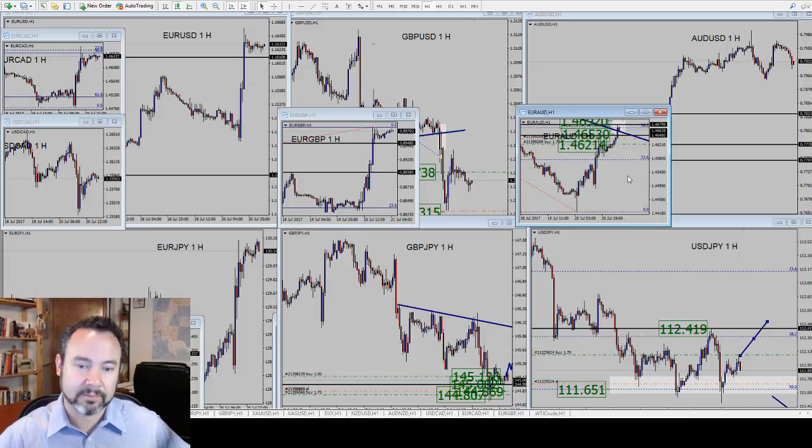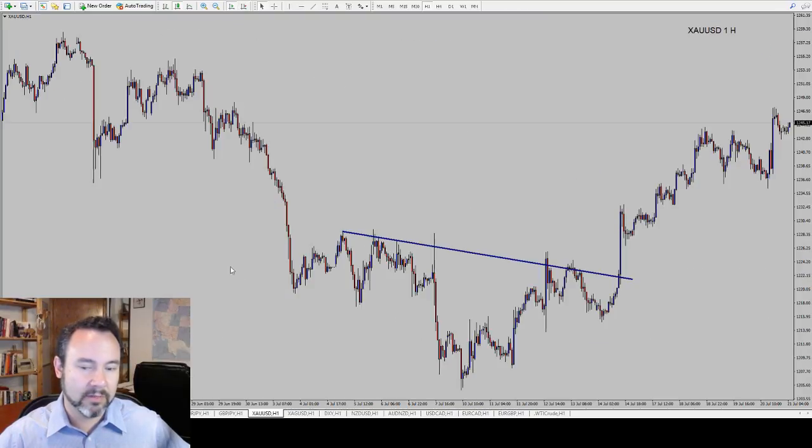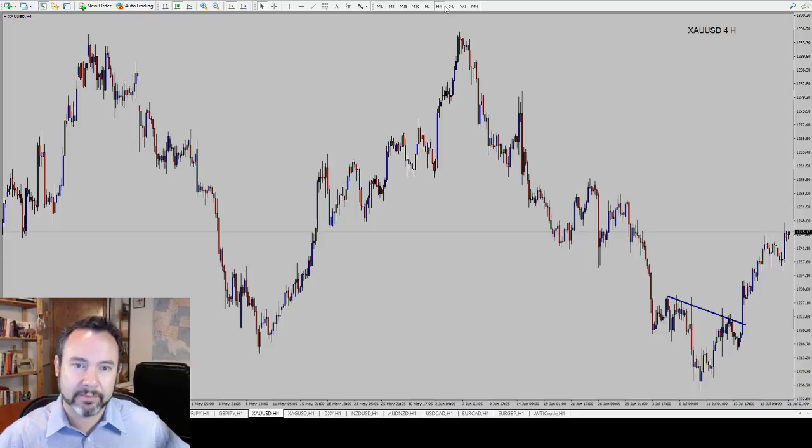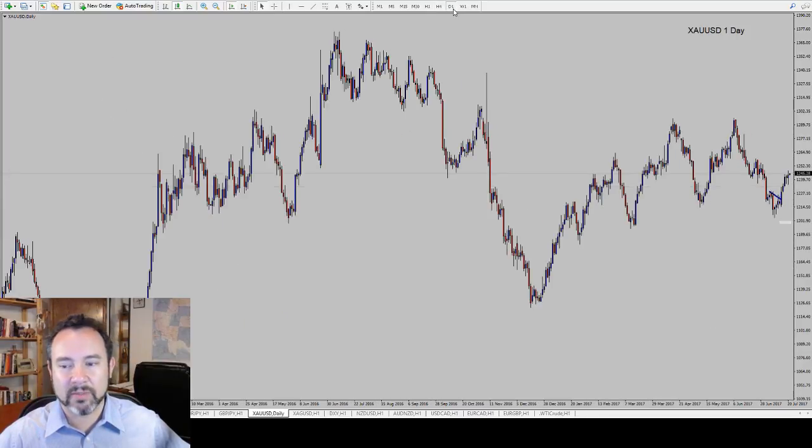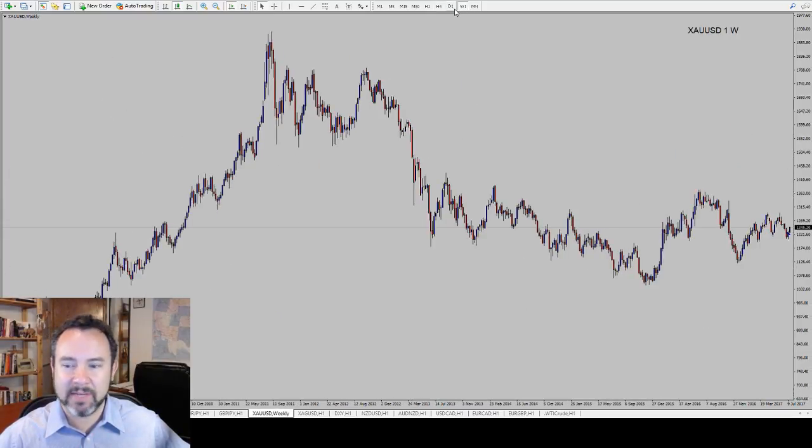Pound dollar is coming back around a little bit. Silver and gold. You know, gold is in a really tough place for me to try to get some kind of a decision here. 12.45.